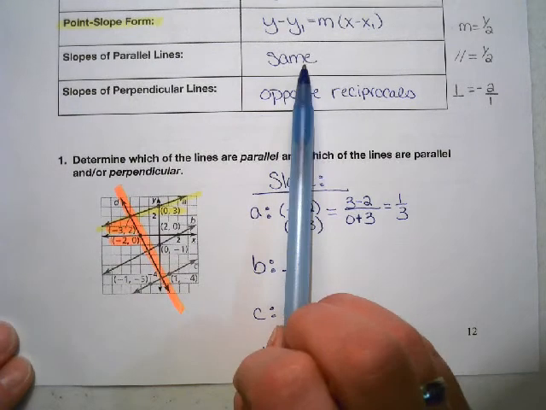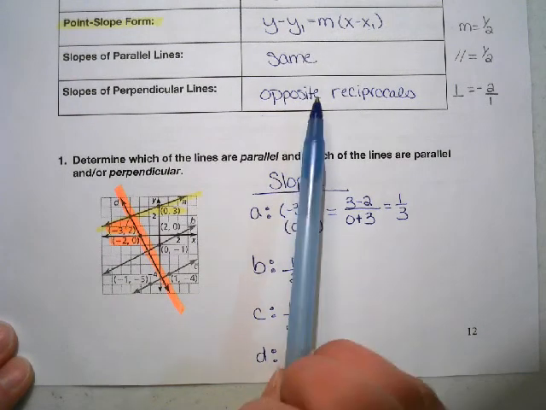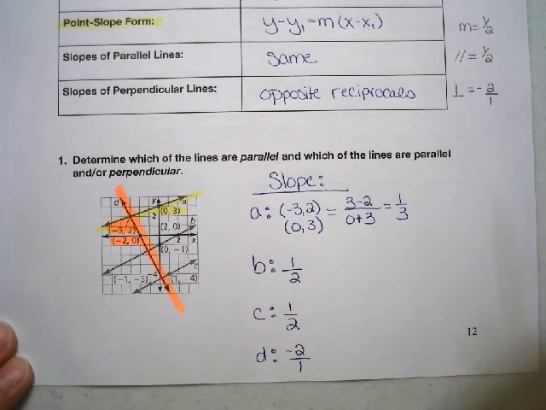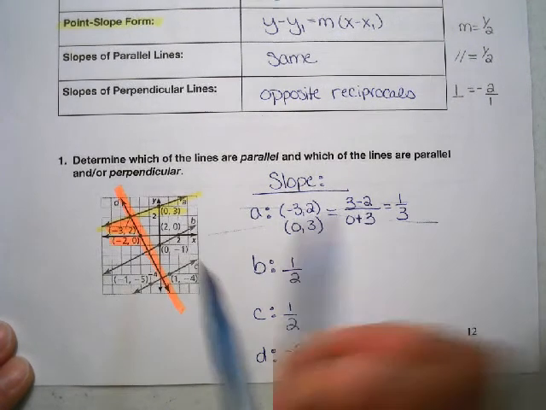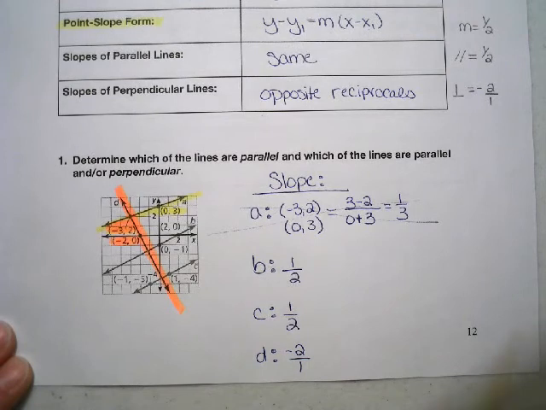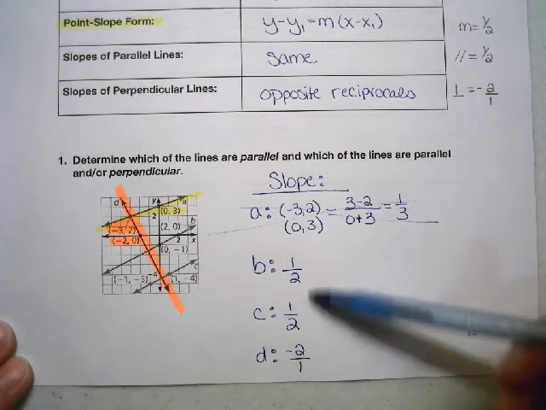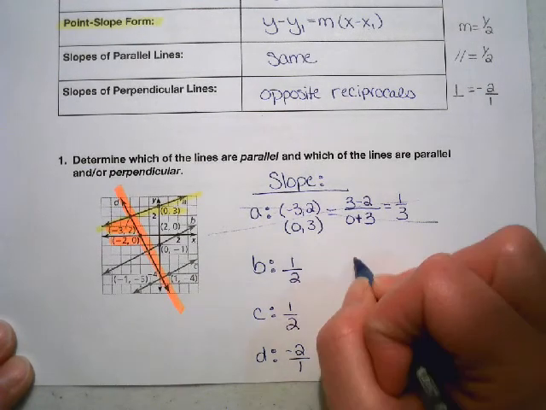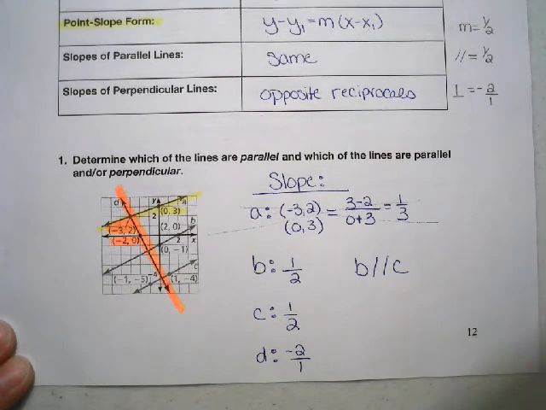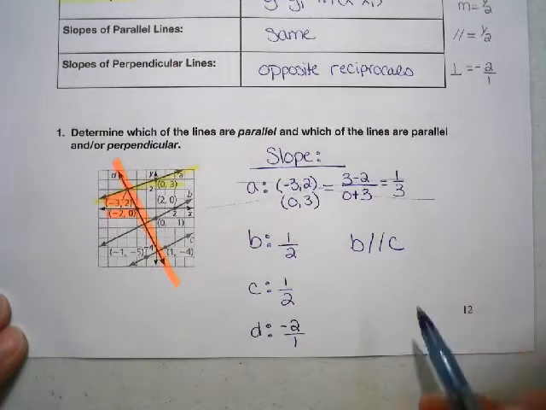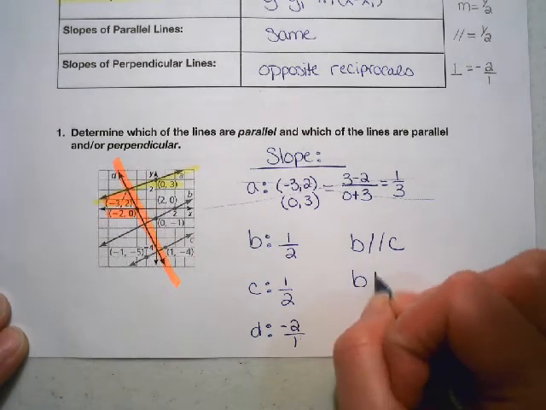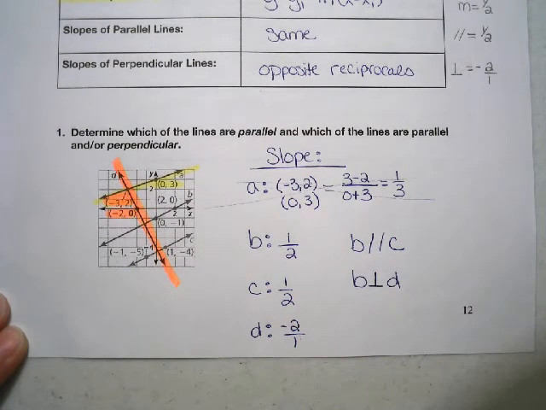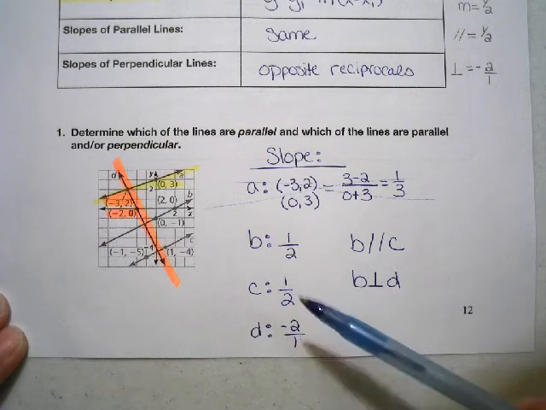Okay? So what I'm looking for is which lines have the same slope and which lines have opposite reciprocal slopes. Well, I'm noticing that A has no relation to anybody, so I'm just going to completely ignore A because it doesn't have a relationship. But I'm looking at these other ones. So notice B and C are the same, so those are going to be parallel. Notice B and D are opposite reciprocals, so B is perpendicular to D.